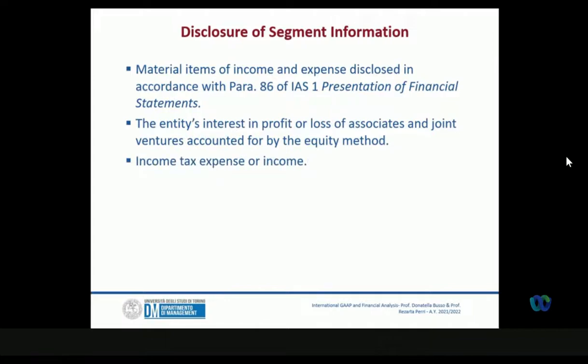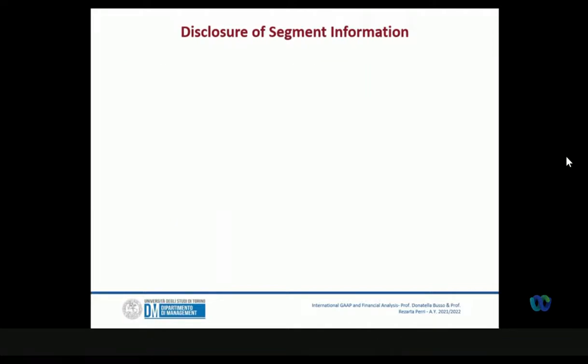Any income tax expenses or income that you may have. Material non-cash items other than depreciation or amortization. For example, any amortization of any grant or other thing that you have received from your government and you amortize that over the year, and for investments, you have to show that over here if that is material.